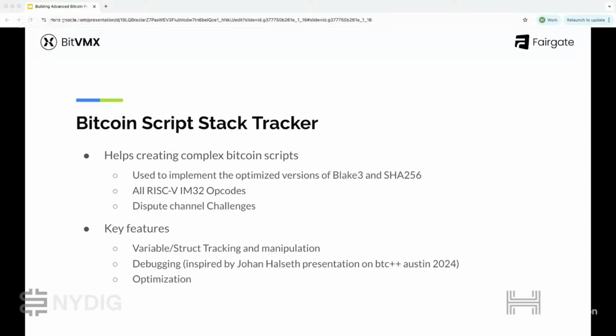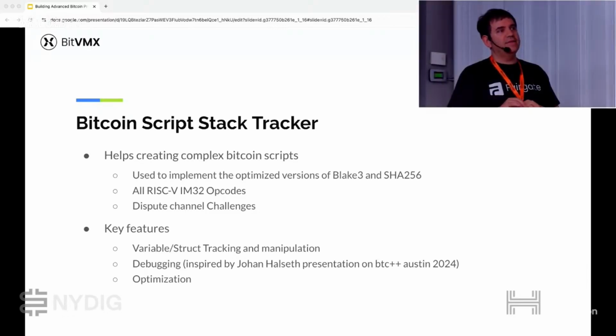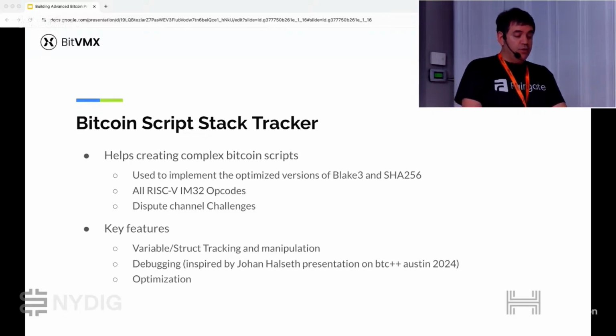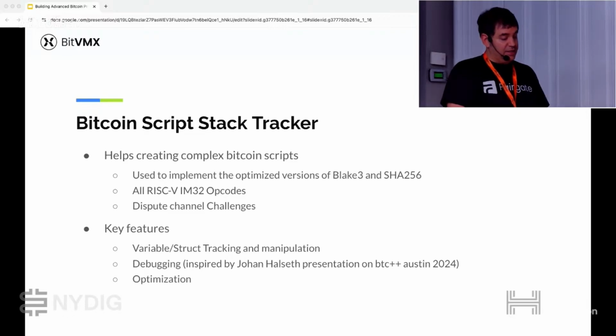We have another thing. This is a library that we created last year. Basically, it's a library that helps create Bitcoin scripts. We have used this to implement the optimized versions of Blake3 and SHA-256. These algorithms are the ones currently being used by BitVM2. We use it too for creating all the RISC-V opcodes and to create the dispute channel challenges.